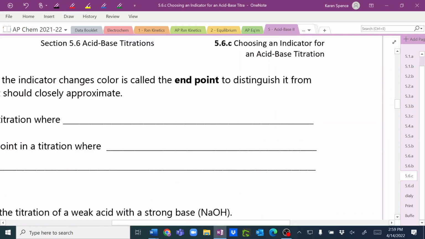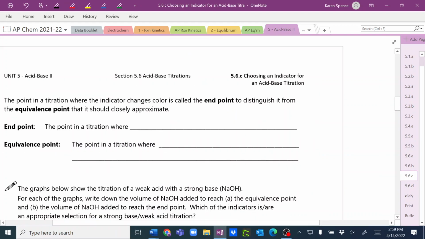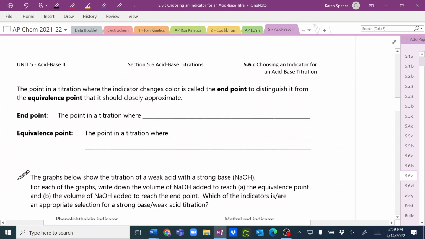So there's a lot of rambling on here, but what is an endpoint? Just remind me, what is the endpoint? It's the point in a titration where the indicator changes color.